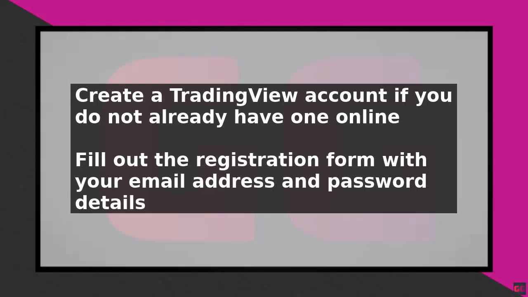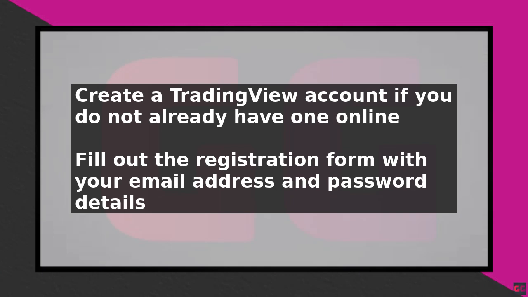To get a TradingView API key, follow these steps. First, create a TradingView account if you do not already have one. Go to the TradingView website and click on the Sign Up button. Then fill out the registration form with your email address and password. Verify your email address by clicking on the confirmation link sent by TradingView.